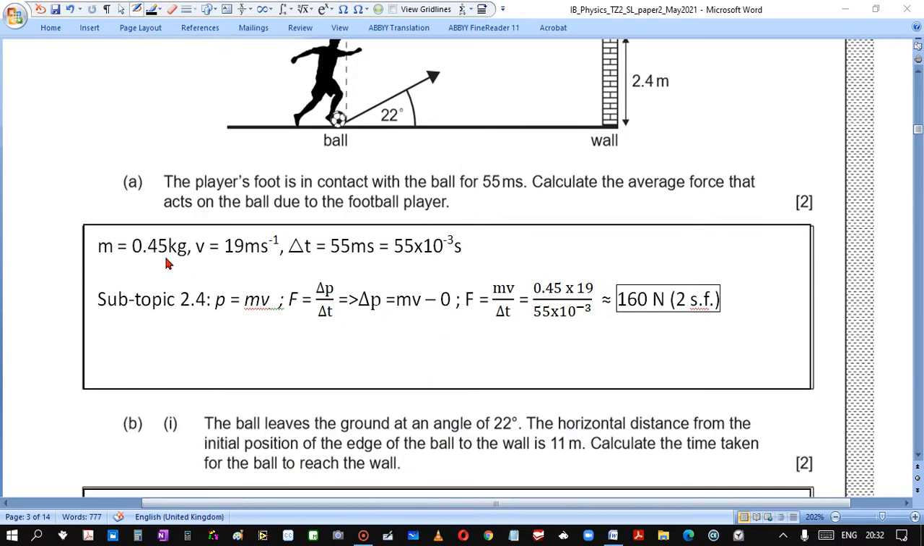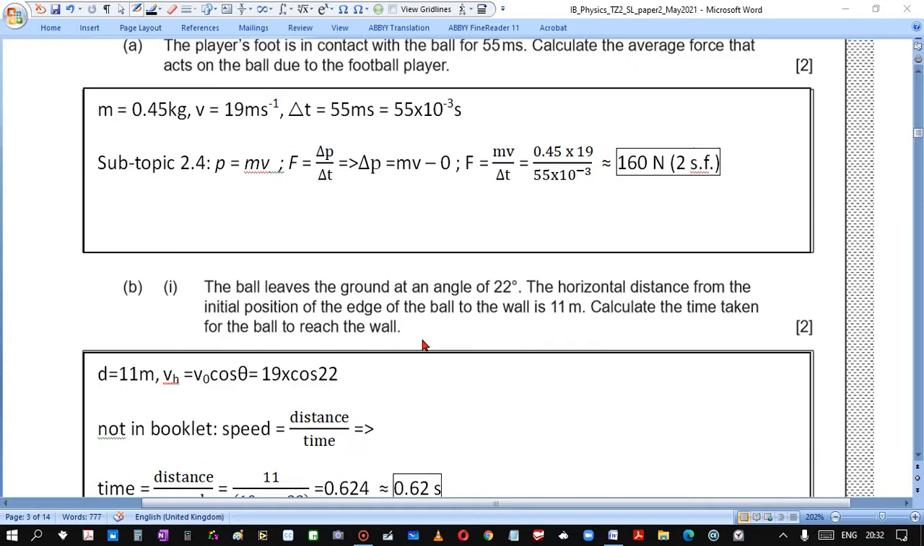So mass is given, velocity is given, time of action is given, subtopic 2.4 from the booklet. It gives us the formula for momentum and for force. Force equals change in momentum divided by time. So the change of momentum is mv minus 0, because at the beginning it was stationary. So we rewrite the formula for force, put the values, and we get to two significant figures, 160 Newton.